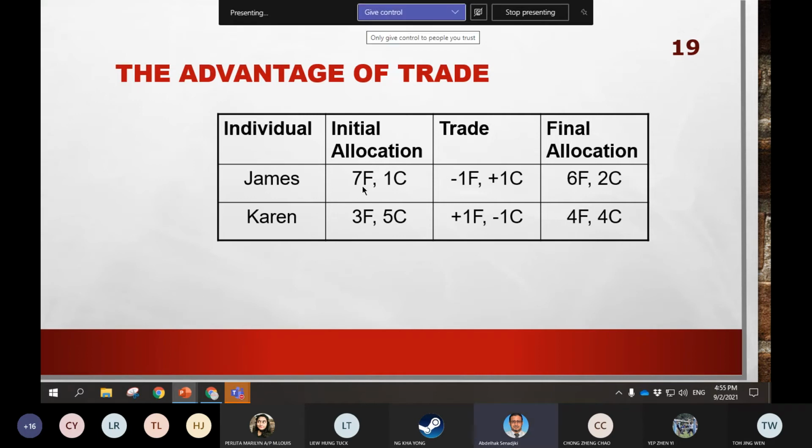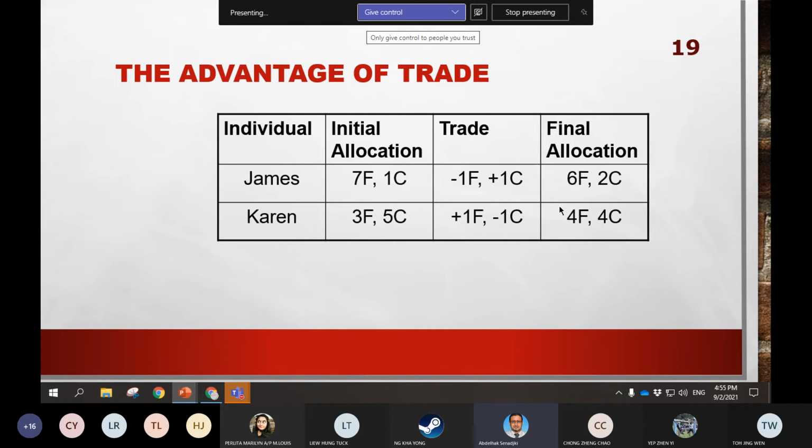Why? If he trades 1 unit of food for 1 unit of clothes. So for James, he will reduce 1 unit of food, becoming minus 1F. And he substitutes it with 1 unit of clothes, becoming plus 1C. And for Karen, she will gain 1F because she has less food, and she will lose 1 clothes. So the final allocation will be for James, 7 minus 1 of food becomes 6 food, and 1 clothing plus 1 clothing becomes 2 clothing. And for Karen, 3 food plus 1 food becomes 4 food, and 5 clothes minus 1 clothes becomes 4 clothes. So this is the final allocation.